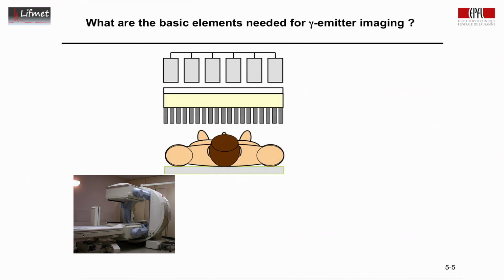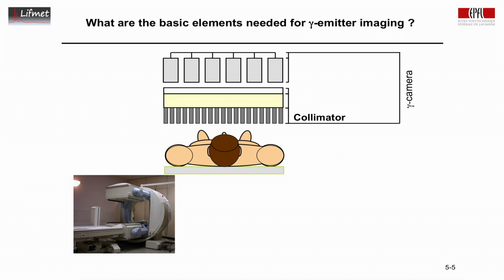So what is inside this box? I'll try to illustrate this. Here's the subject below the box. Here's the subject. And what we're looking at is inside the box. And there are a number of elements that we can observe in the gamma camera.